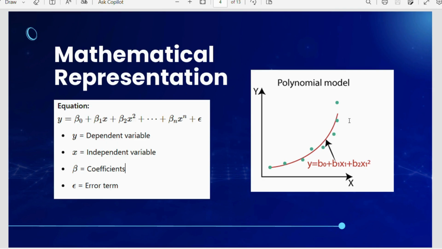Linear has degree 1 and it's just a straight line, y equals b0 plus b1x. Quadratic has degree 2, includes x square, captures a U-shaped or inverted U curve, y equals b0 plus b1x plus b2 x square. And cubic has degree 3, includes x cube, handles more complex bends, y equals b0 plus b1x plus b2 x square plus b3 x cube.